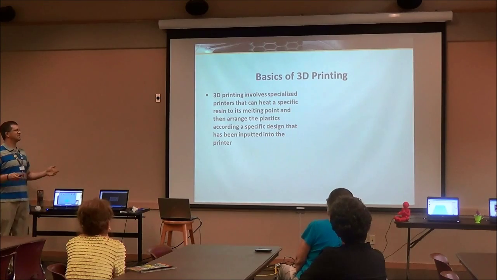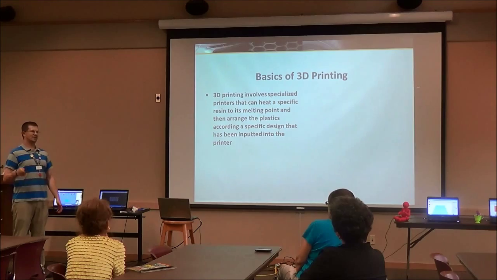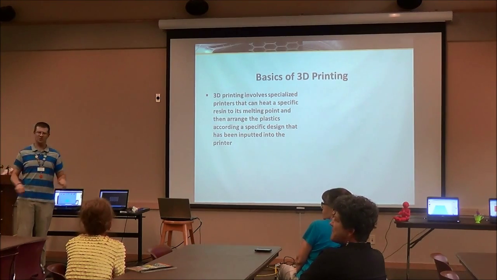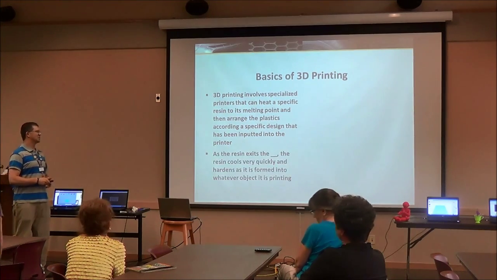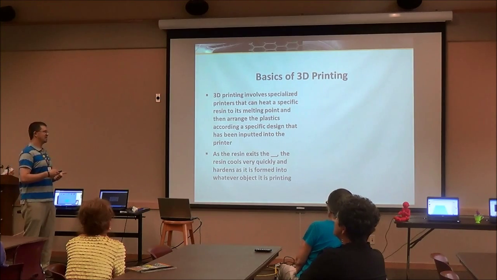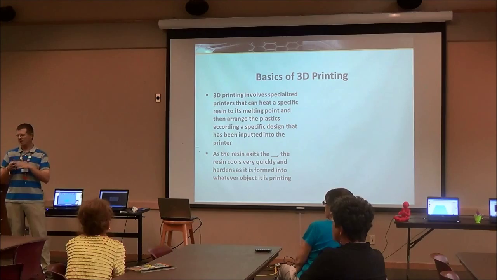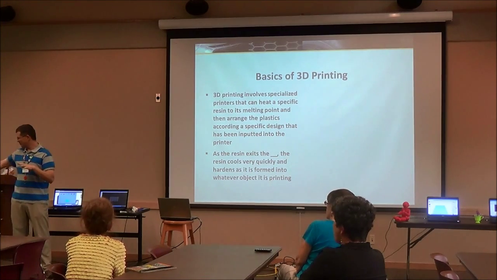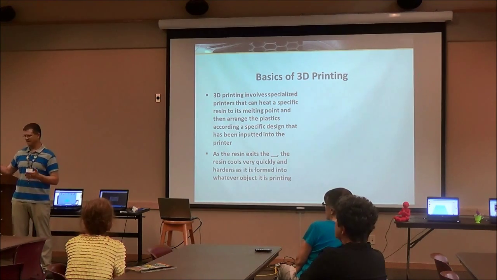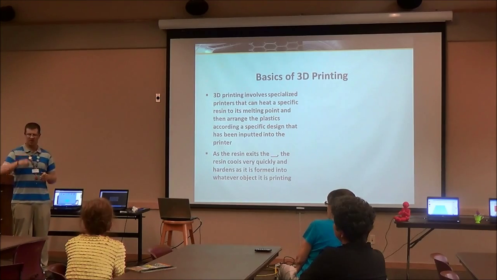The basics of 3D printing: it involves specialized printers that heat a specific resin to its melting point and then arrange it according to a design that has been uploaded and computed into the actual file. As the resin exits the extruders, it cools very quickly and hardens so that it forms whatever object is being printed. If it was still liquid or in its viscous state, it would just fall down. But within half a second, it's already cooled to the touch. That's why the objects can hold their shape when they're coming right out of the extruder.